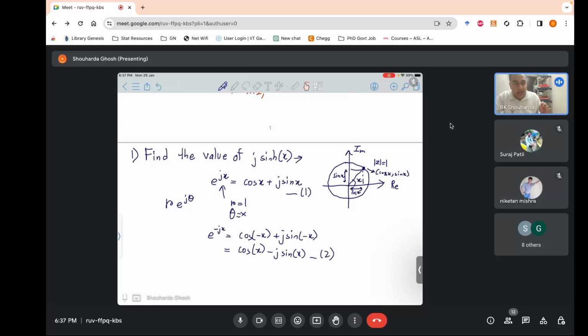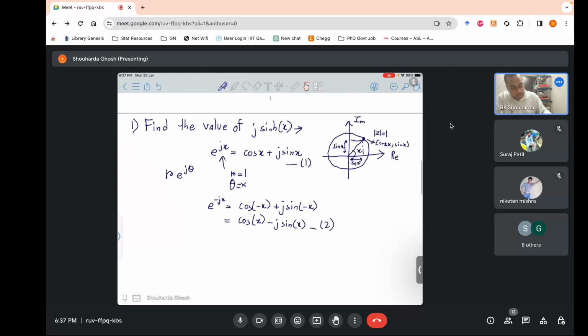Let me add equation 1 and 2 first. If I add 1 with 2, what do I get? E to the power jx plus e to the power minus jx gives me cosine and cosine add, plus j and minus j sine cancel. So we have cosine x equal to half of e to the power jx plus e to the power minus jx.